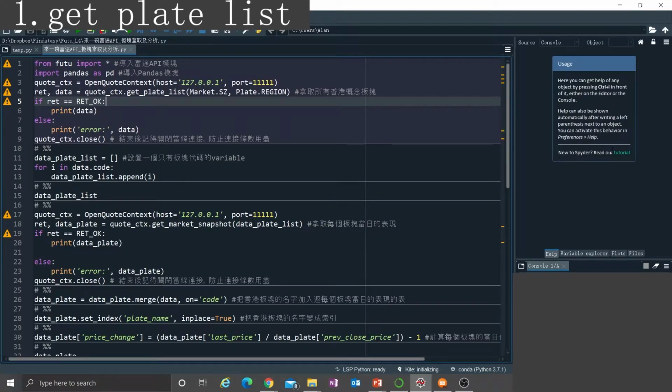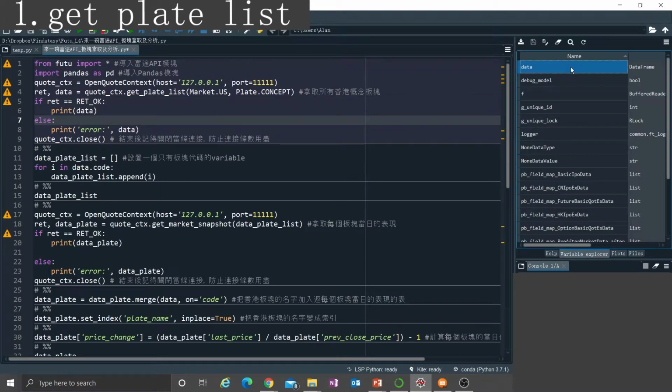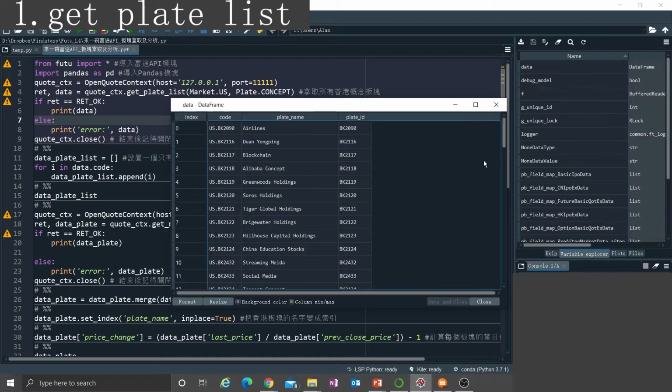Let's go to Python to take a look at the Get Plate List formula. After running the code, we can open up the data. We have the stock code and we have the plate name, as well as the plate ID. This time we use concept to fetch the plate. So you can see we have blockchain, Alibaba concept, and many more.